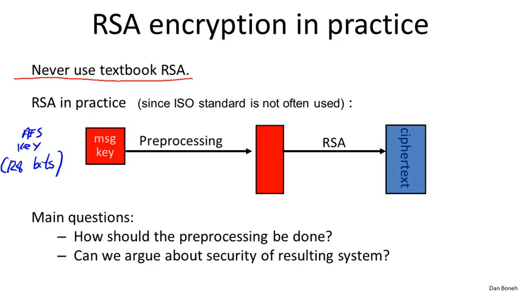And then the way this key is actually encrypted is first we take these 128 bits and we expand them into the full modulus size. For example, this would be 2048 bits. And then we apply the RSA function. And so the question is, how should this pre-processing be done? How should we expand the 128-bit AES key that was given to us into a 2048-bit value that can then be applied with RSA? And then furthermore, how do we argue that the resulting system is secure?